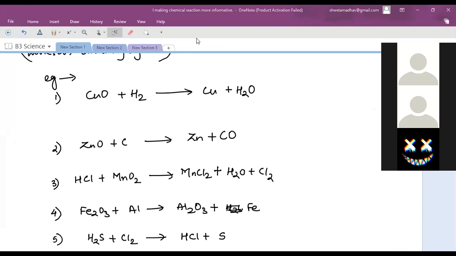Ma'am, how is HCl reduced? HCl is oxidized, so it works as reducing agent. That's why it is reducing agent, because it helps in reduction of MnO2 by gaining oxygen. Okay, ma'am.